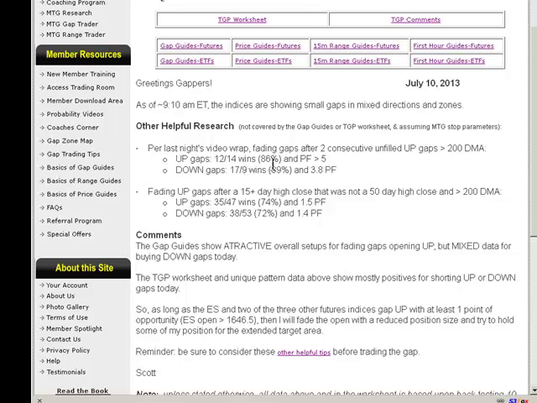Sorry about that. And let's see, fading up gaps after a 15-day high close, a 15+ day high close. That was not a 50-day high close, and above the 200. Strong numbers in both directions. Well, I will show you this.